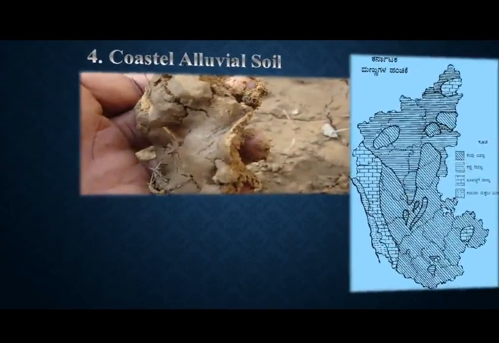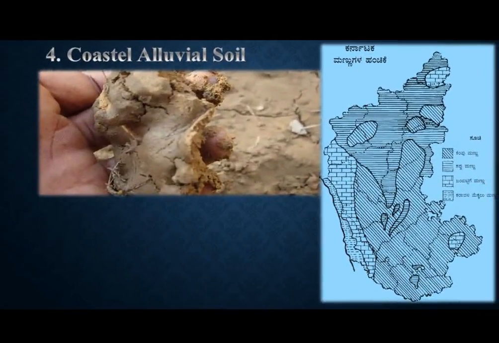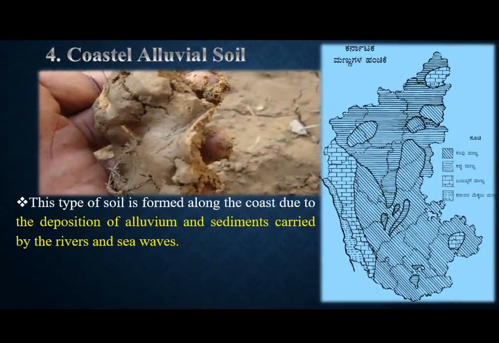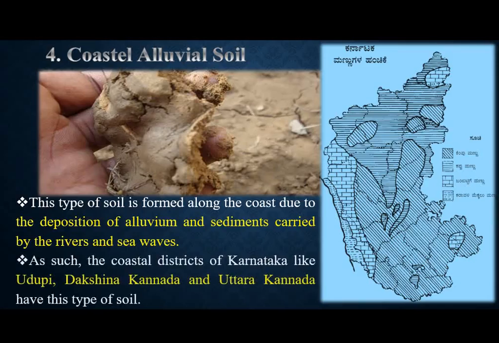The next soil coming up here is what? Coastal alluvial soil. From the image itself we can get to know that this type of soil is formed along the coast due to the deposition of alluvium and the sediments carried by the rivers from the sea waves. That's why it will be sticky. You can see that coastal alluvial soil will be a kind of sticky soil.